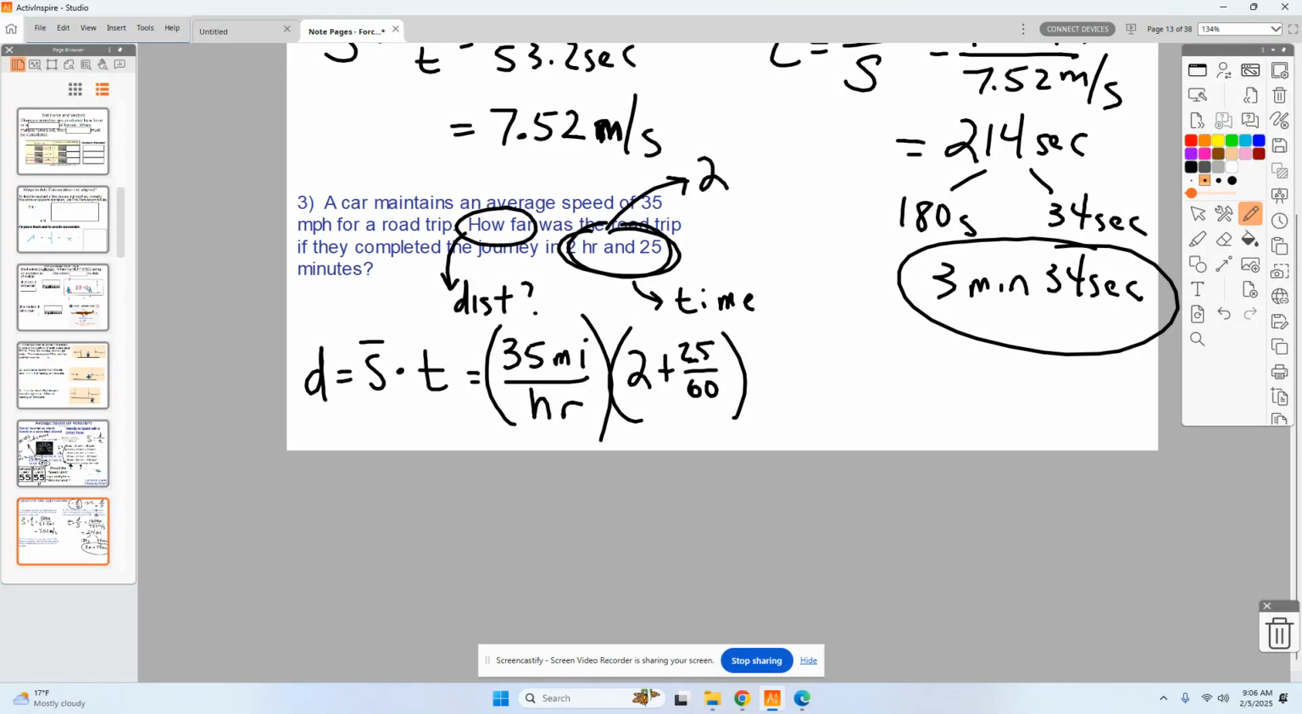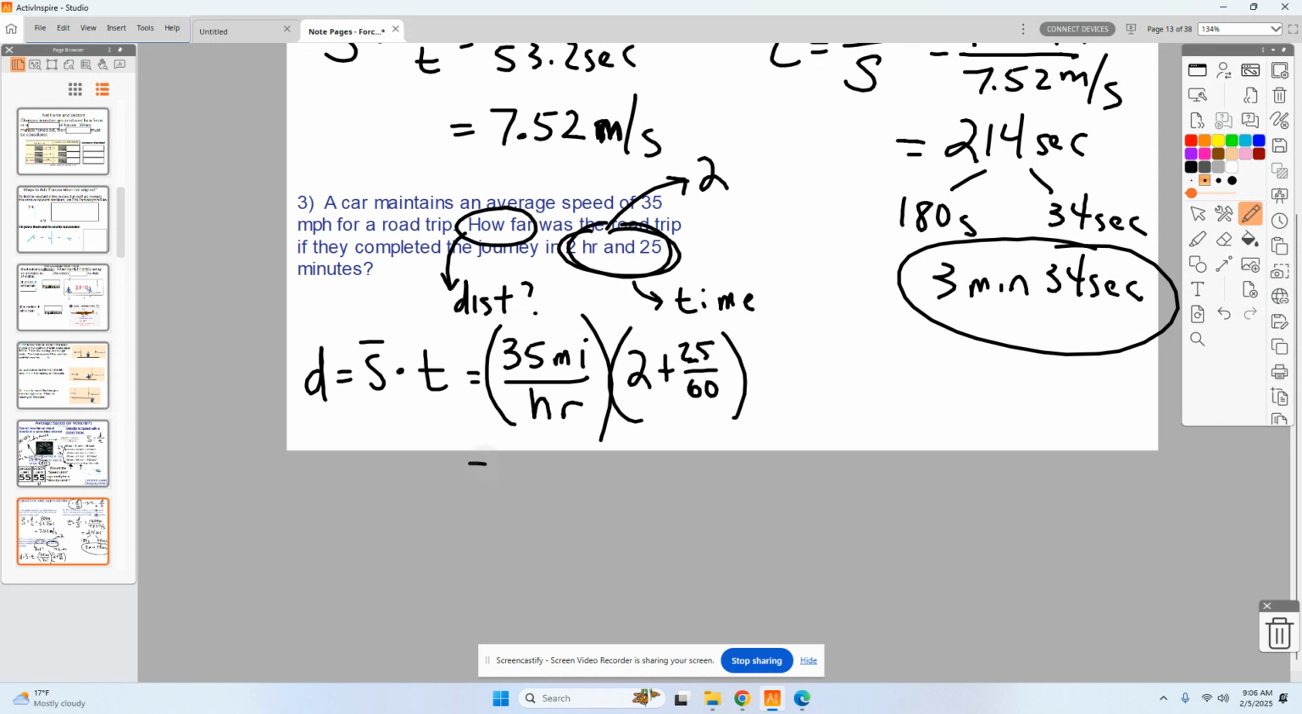Now the reason for that, I've had plenty of kids say it's 2.25 hours. It's not, because there's not 100 minutes in an hour. There's 60 minutes in an hour, so I'd go 2 plus 25/60ths. I'd use a calculator for that. 25/60ths is 0.4167, somewhere in that area. So that number is about 2 plus 25 divided by 60, which is about 2.417 hours.